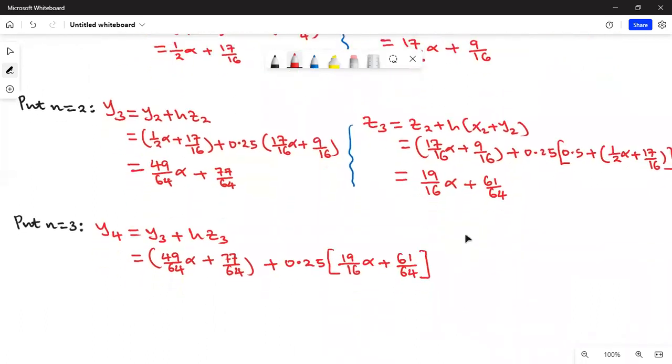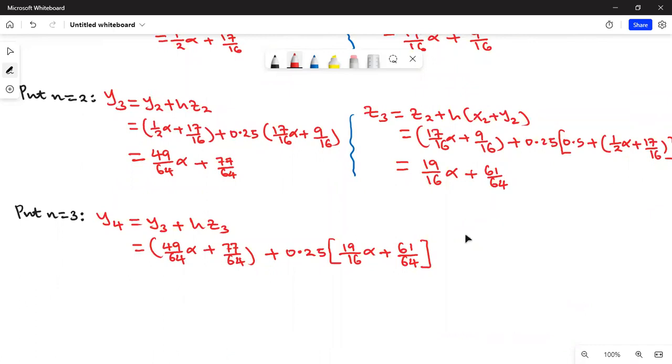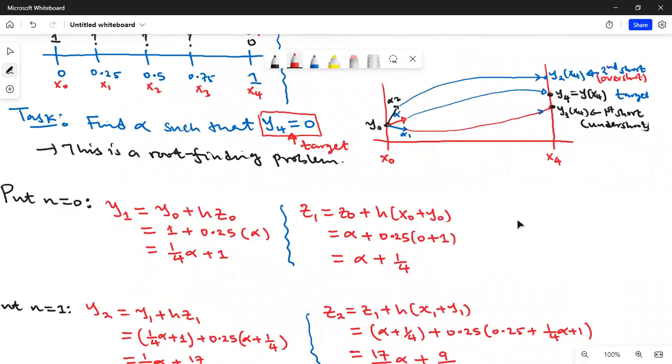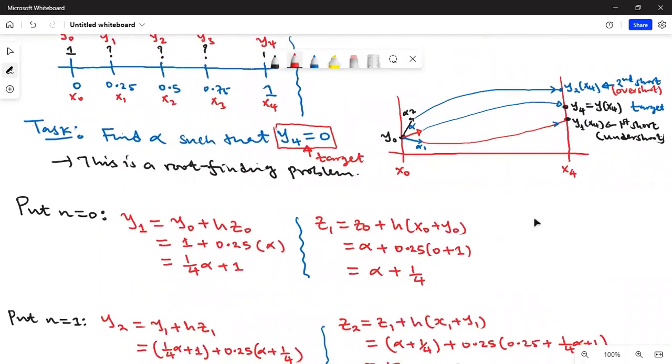And then if you simplify this one, you need to get Y4 is equal to 17 over 16 alpha plus 369 over 256. So we stop there. You don't even need to find Z4 because once you've reached your target, our target was Y4 and we have found it in terms of alpha. So we stop there. That is the end of the iteration.